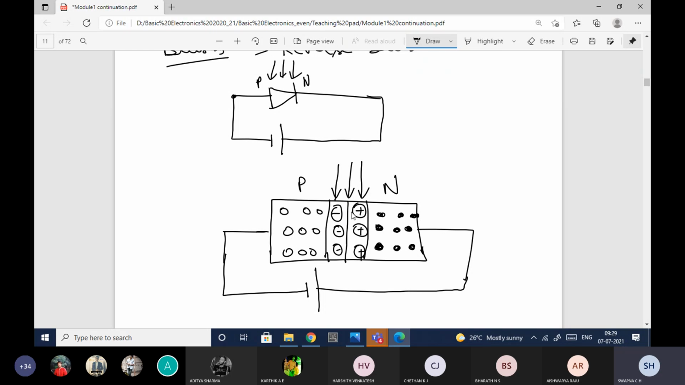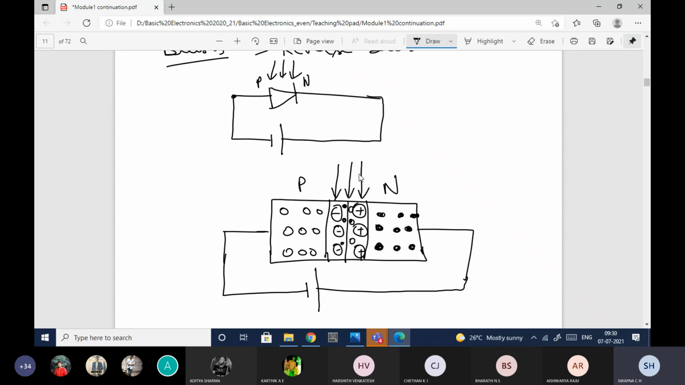So what happens here is, when it is reverse biased and the light falls on this depletion region, it will gain some energy and electron hole pairs will be generated in this junction. Based on the intensity of the incident light, the number of electron hole pairs generated in this junction will depend.